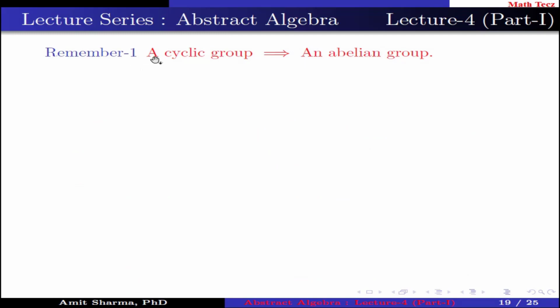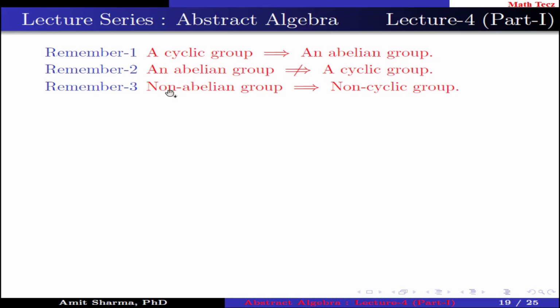Point number 1. A cyclic group implies an abelian group. Point number 2. An abelian group does not imply a cyclic group. Point number 3. A non-abelian group implies a non-cyclic group.